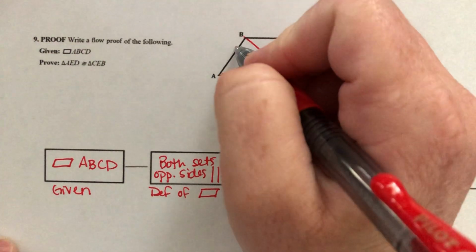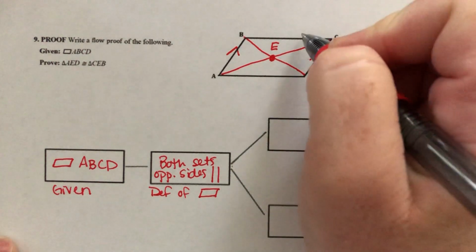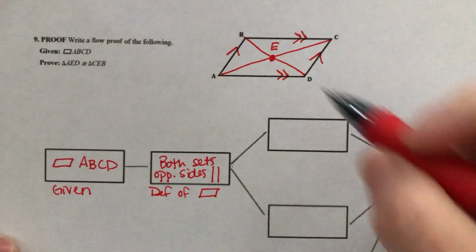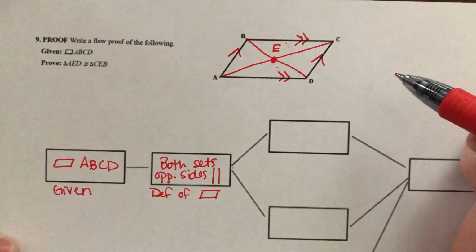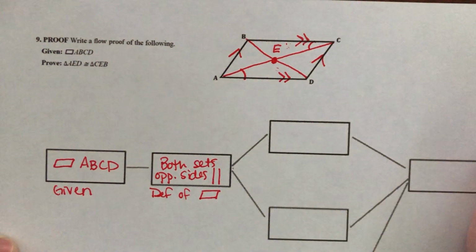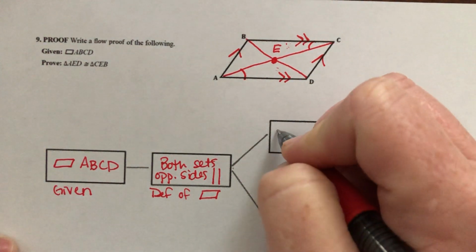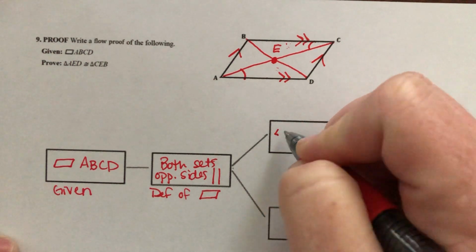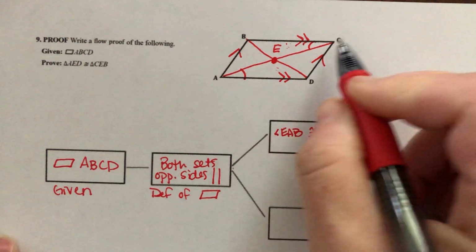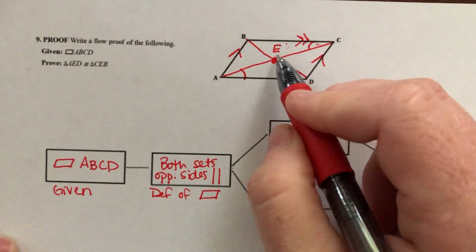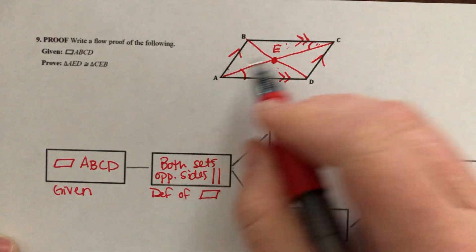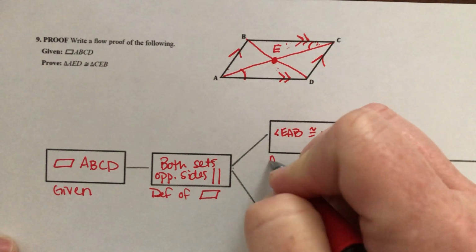Well, knowing that this side is parallel to this guy, and this guy is parallel to this guy, and I'm trying to prove these two triangles are congruent, I could say that this angle is congruent to this angle because they're alternate interior, right? So angle EAB is congruent to angle, this guy, BCE. And why can I say that? How do I know they're congruent? Because they're alternate interior angles.